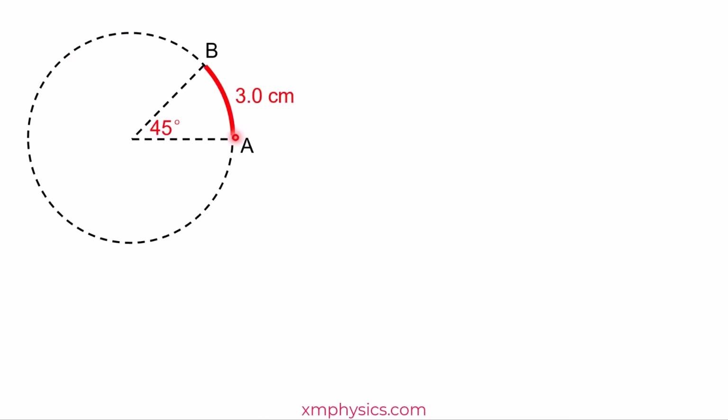Hello, let's say there's an object that's moving round and round along this circular path. And let's say it takes the object 1 second to travel from point A to point B. How would you describe the speed of this object? You can describe it using the linear velocity, in which case you'll say that v is equal to 3 cm per second, because it travels 3 cm in 1 second.